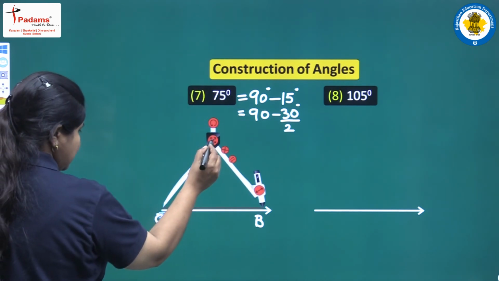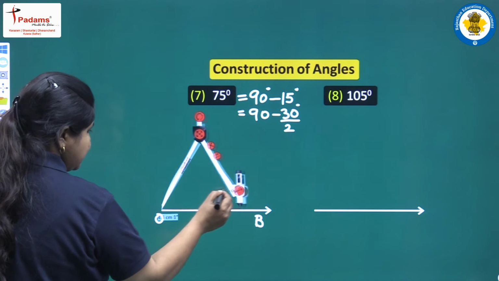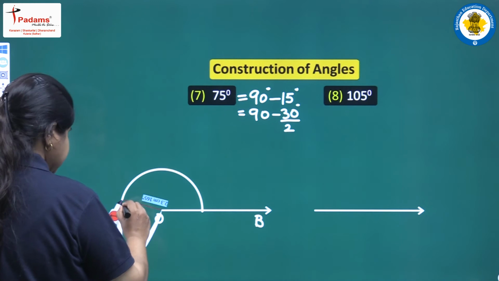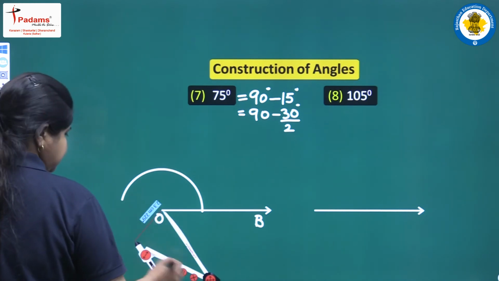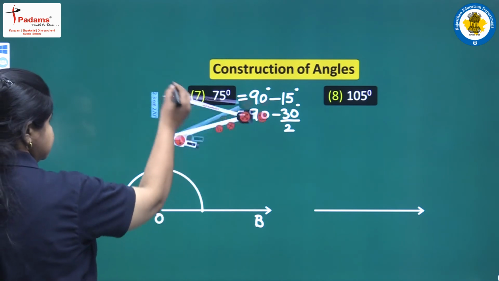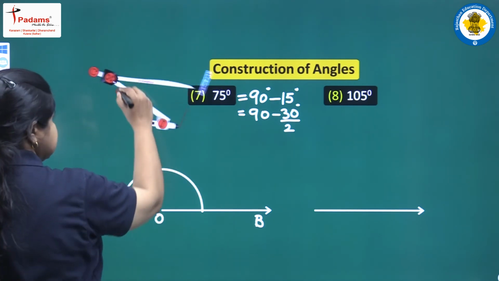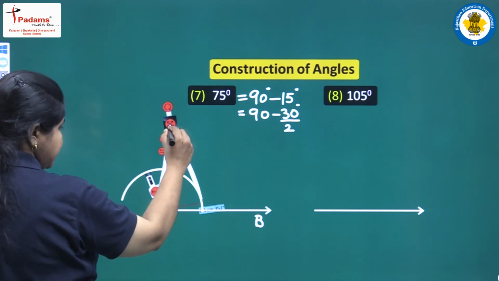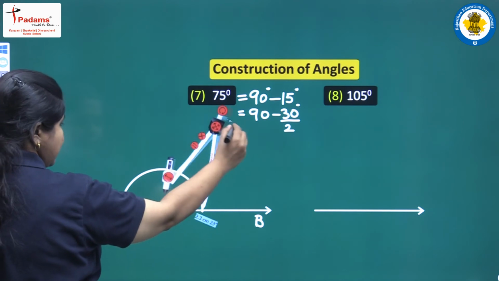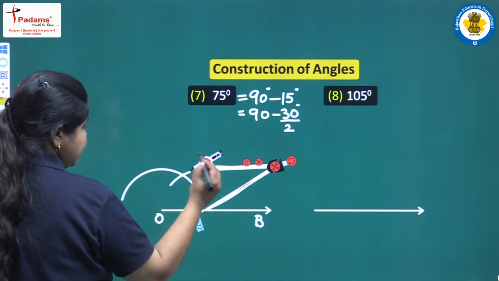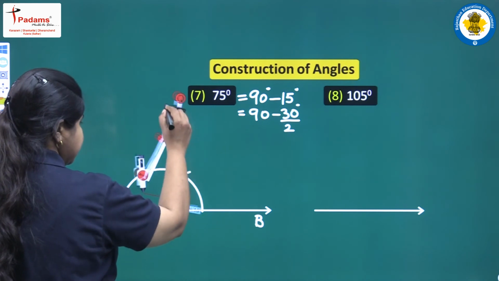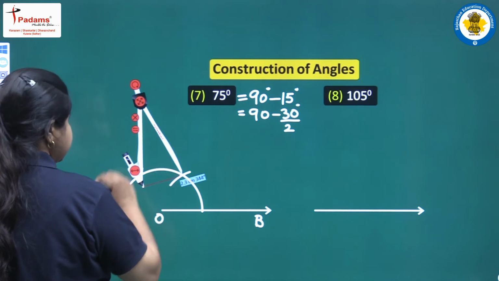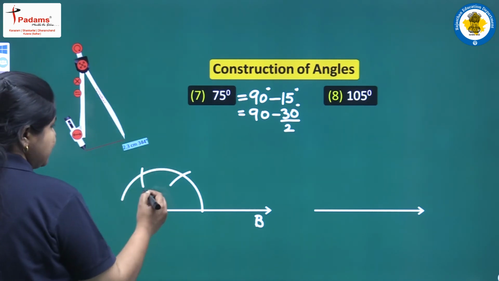For 90 degree also we need 60 degree and 120 degree. So keeping the compass here and with a suitable radius, we draw this arc. Then again keeping the center at this point, with the same radius, we will draw another arc. In this way we get an angle of 60 degree. Keeping the pointed end at this point, and with the same radius we will draw another arc. In this way we get an angle of 120 degree.